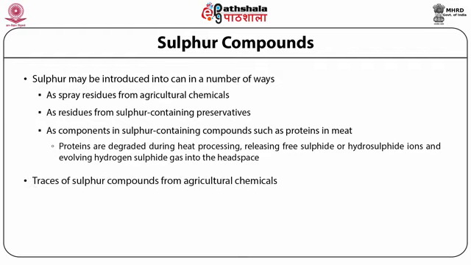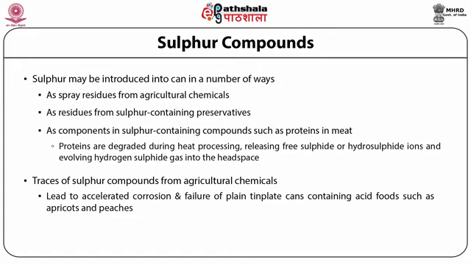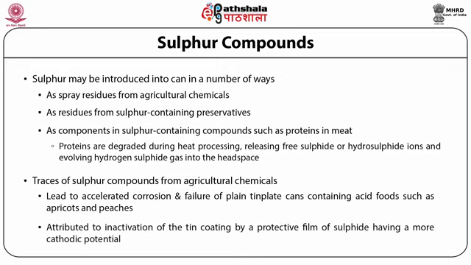Trace amounts of sulfur compounds from agricultural chemicals can lead to accelerated corrosion and failure of plain tin plate cans containing acid foods such as apricots and peaches, as well as pitting corrosion, and this has been attributed to inactivation of the tin coating by a protective film of sulfide having more cathodic potential. As a consequence, there is a significant reduction in tin dissolution rate and no electrochemical protection of the steel by the tin.